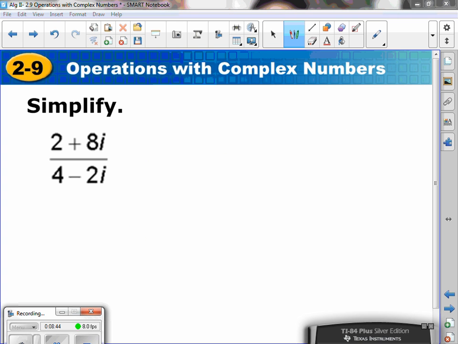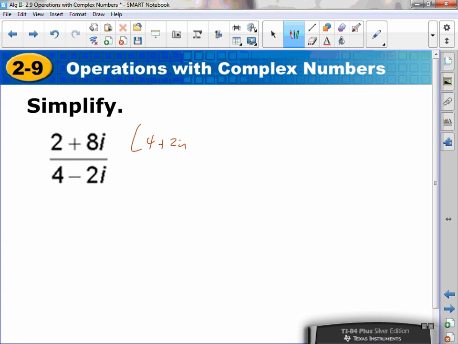I have 2 plus 8i all over 4 minus 2i. This one looks different, but you still treat it the same. You have to multiply by the conjugate of the denominator. What's the conjugate of the denominator? Remember, when we're talking about conjugates, you only change the sign of the imaginary number. So I have 4 plus 2i.